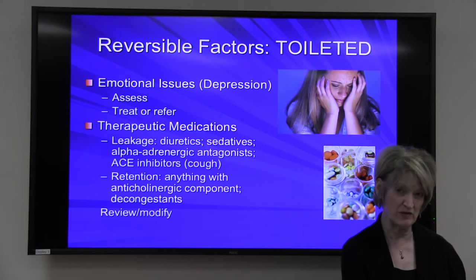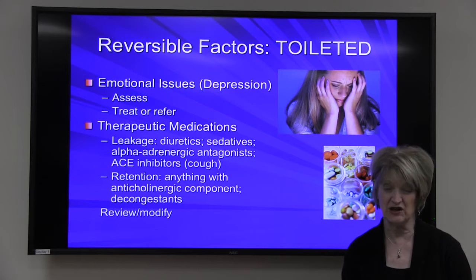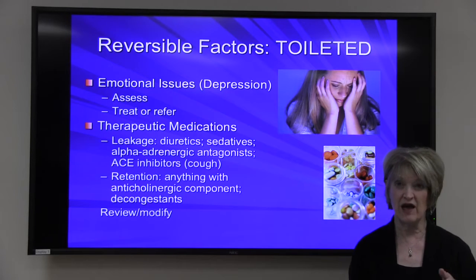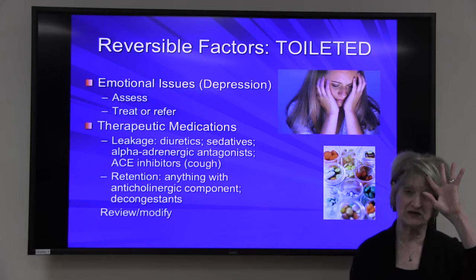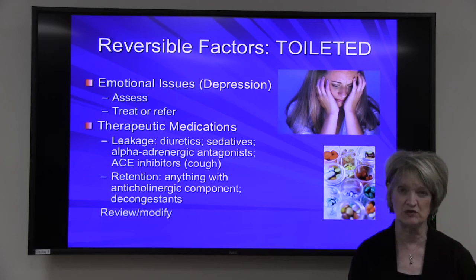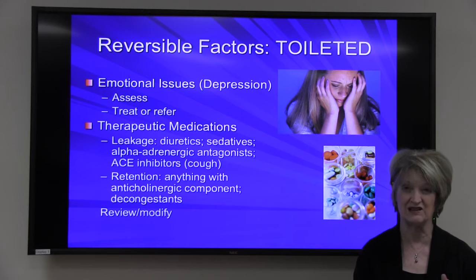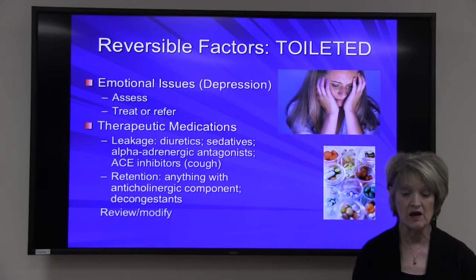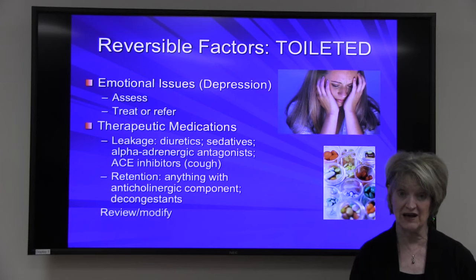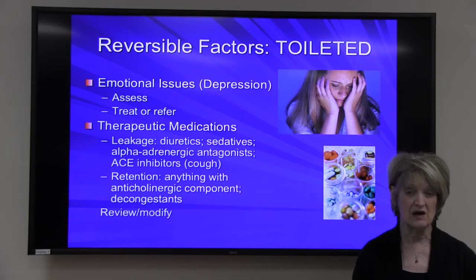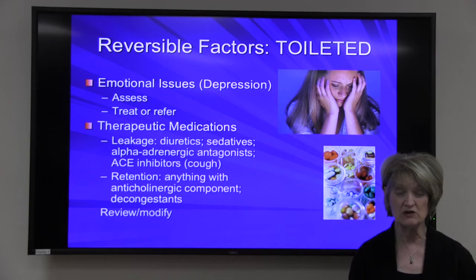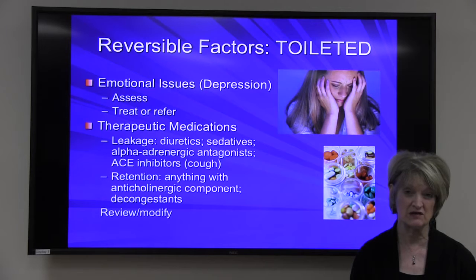Is this patient having a problem with leakage, or is this patient having a problem with retention? If they're having a problem with leakage, then you're screening for diuretics, which of course increase urine production. You're screening for sedatives, which might make it harder for them to recognize bladder filling and to respond appropriately. You're looking for alpha-adrenergic antagonists like tamsulosin, which would open the bladder neck and increase the risk of leakage. And you want to be alert to ACE inhibitors, which can cause leakage because of that constant dry cough.